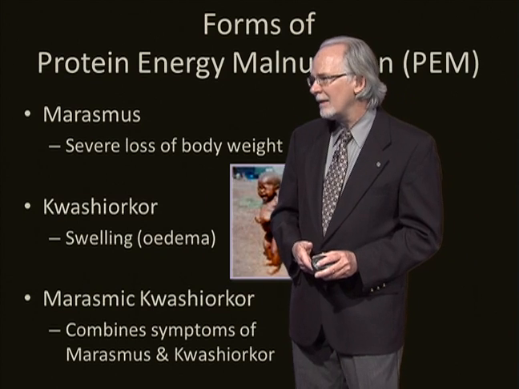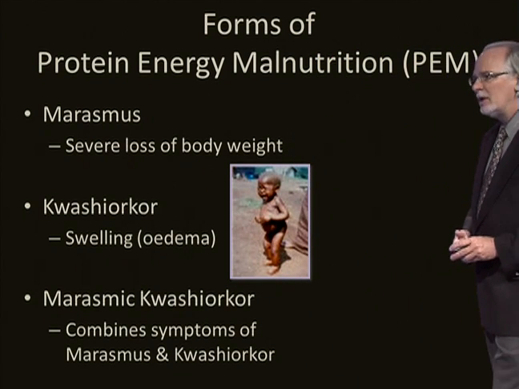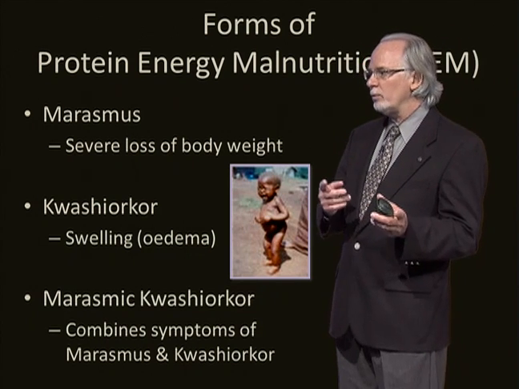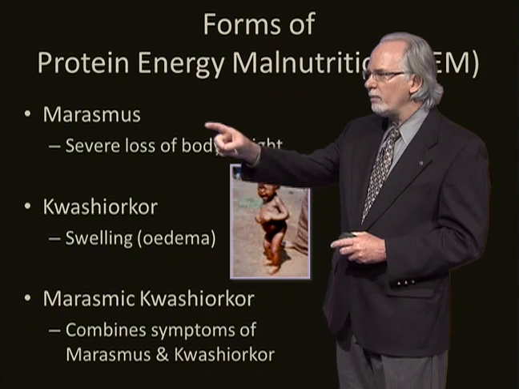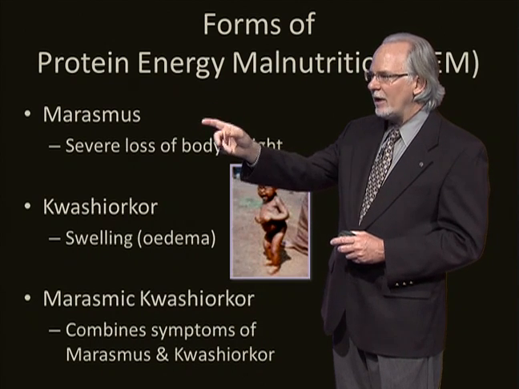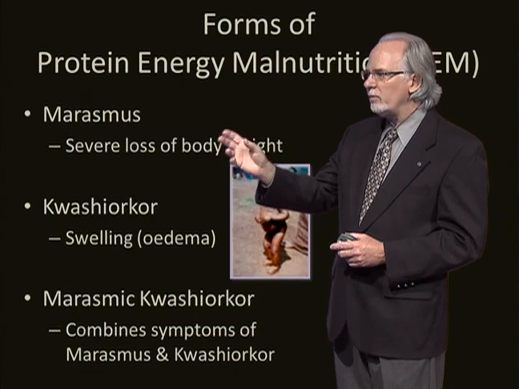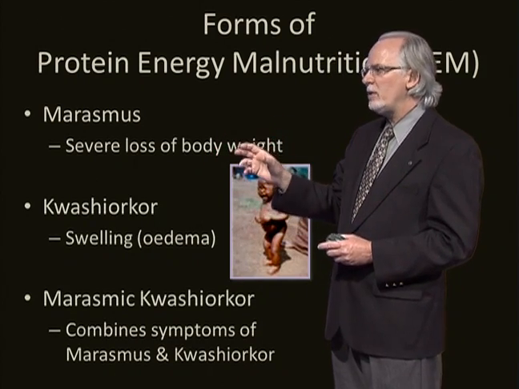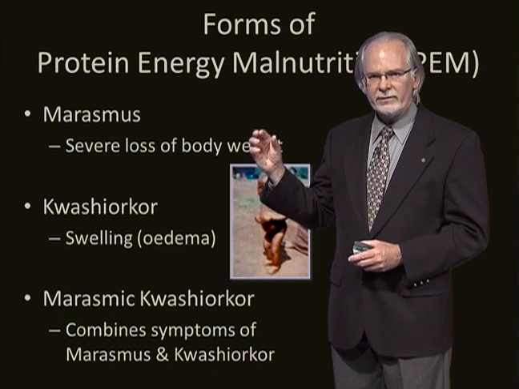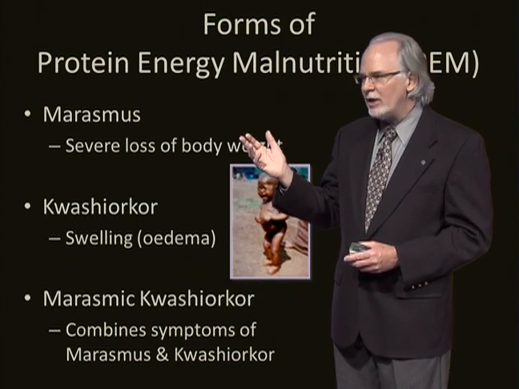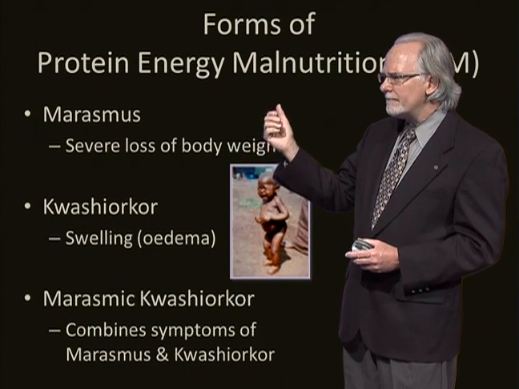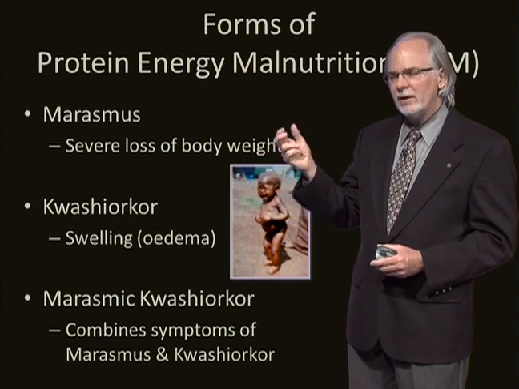Malnutrition. I mentioned the two forms of malnutrition, the first one being PEM, or protein energy malnutrition. Marasmus. Marasmus is one that you often see on television, where there's a severe loss of body weight, often these heartbreaking pictures of children who look very thin and very small, and you'd guess that they're half the age, or double the age, of what they actually should be. That's Marasmus, severe loss of body weight.